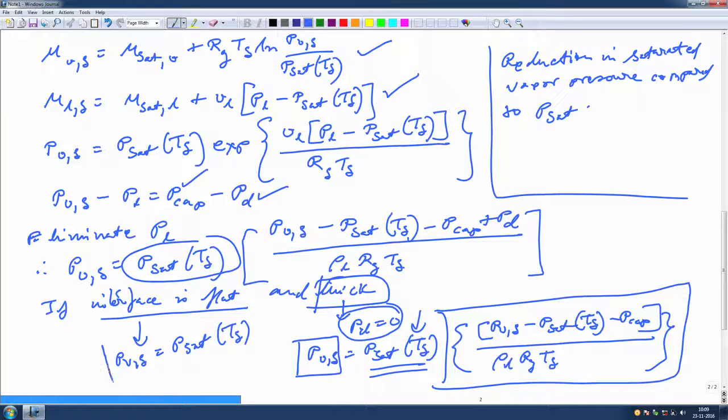And if the interface is flat, you recover the old form. That means your saturation pressure and your normal saturation pressure, which is given by this, is the same as the saturation pressure across on the other side of the interface, right, okay.